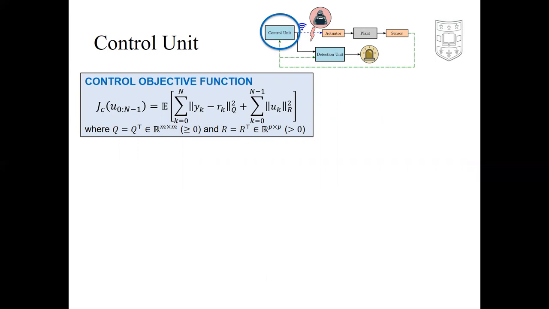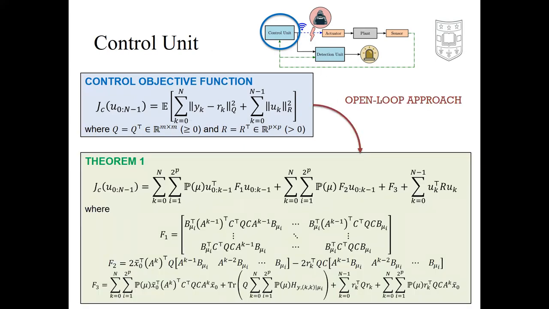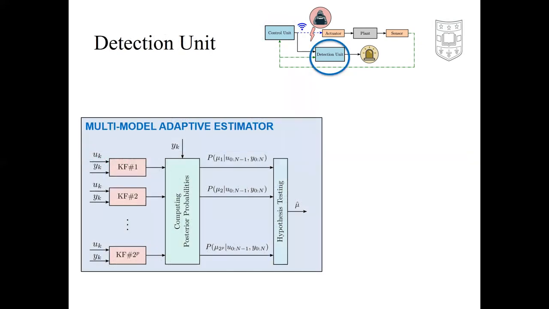As I mentioned, we will determine the control action at the beginning of the detection horizon. So it means that we are utilizing an open loop approach. So it's been shown in theorem one of the paper that by using an open loop approach, we can express this cost function as a quadratic function in control sequence. Regarding the detection unit, we will use this multi-model adaptive estimator.